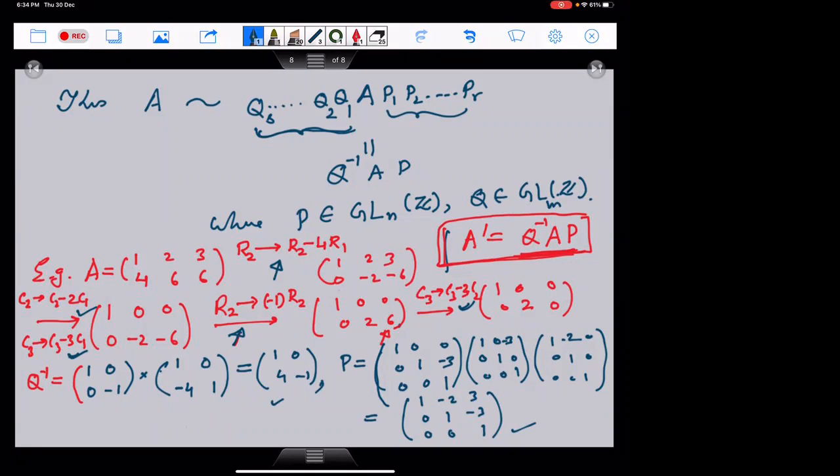For the inverse also, we haven't changed the multiple's sign, and for the column also, we haven't changed the multiples. Like, if we are doing a column operation, C3 goes to C3 minus 3 C1, so we are writing minus 3 as a coefficient. Also for a row operation inverse, when we are writing Q inverse, we are writing the same multiple, whatever the row operation. Okay. This is correct, right?